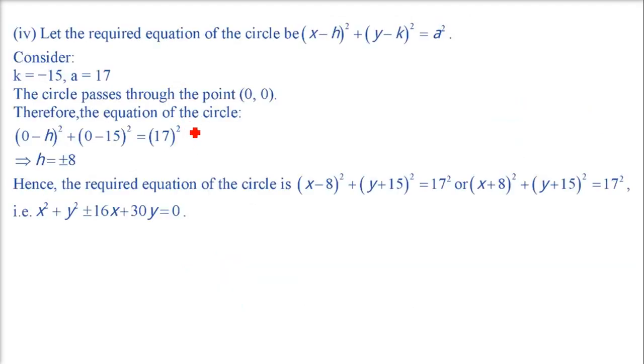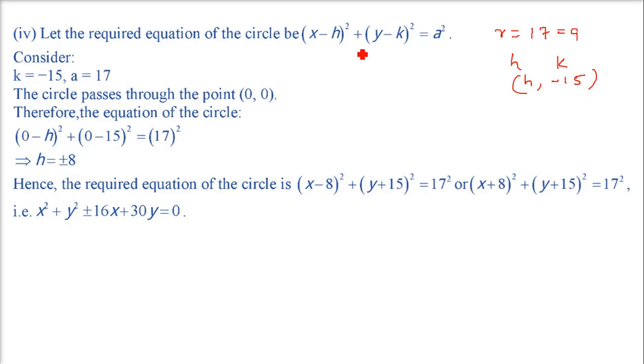The fourth part is saying passing through the origin, radius is 17 and the ordinate of the center is minus 15. First is radius, which is 17, which is our a. Ordinate of the center is minus 15. So h and k: this is abscissa, this is ordinate. This is given as minus 15. This we don't know, so let us write it as h comma minus 15.